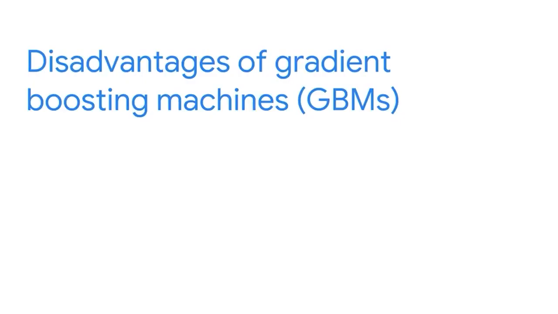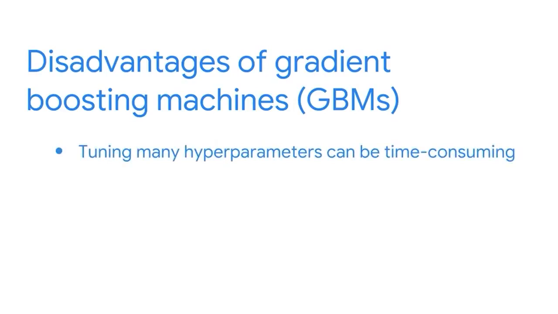Gradient boosting also has its drawbacks. One is that GBMs have a lot of hyperparameters, and tuning them can be a time-consuming process. Another drawback is that they can be difficult to interpret. GBMs can provide feature importance, but unlike linear models, they do not have coefficients or directionality.